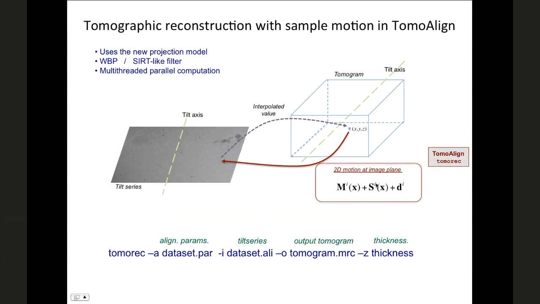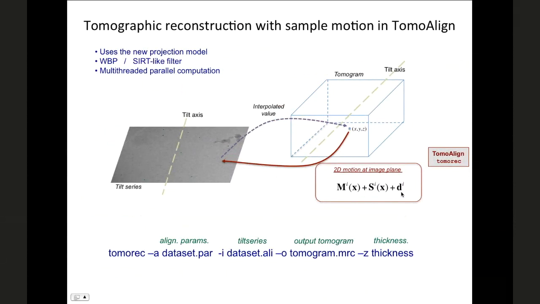This component allows us to go to a more precise and more accurate position in any image of the tilt series, to get hopefully a more exact value to be back projected into the voxel. So it's a standard tomographic reconstruction program, but here we are introducing the sample motion.